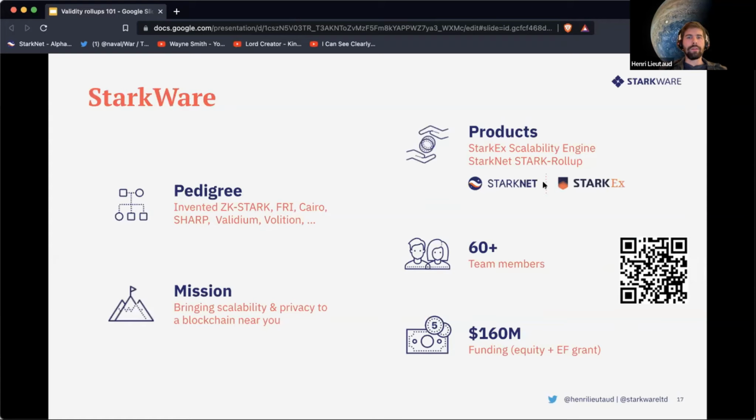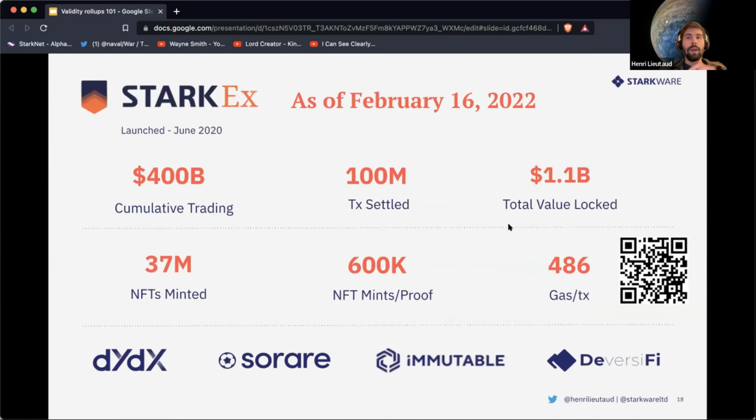So who we are at StarkWare, we're more than 60. Our mission is to bring scalability and privacy. We got a grant at the beginning from the Ethereum Foundation. We're a private company, which is why we raised funds.